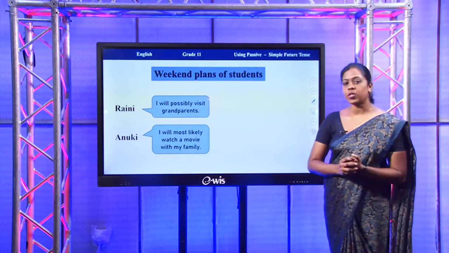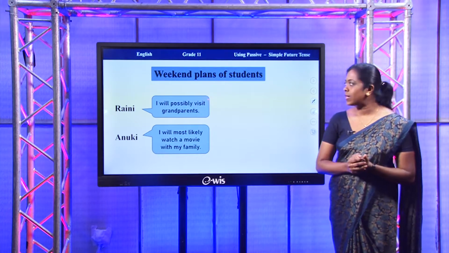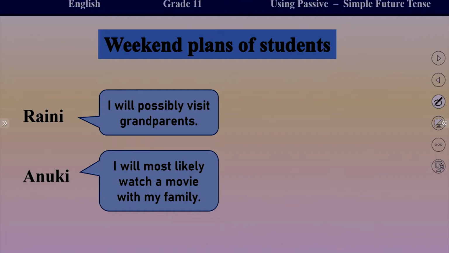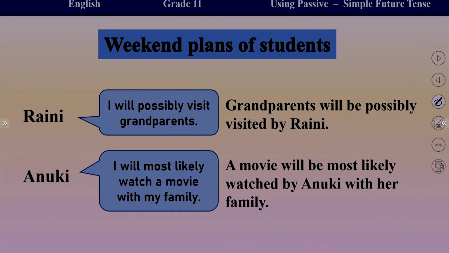Weekend plans of students. Now you heard what each of them told you and you are expected to write their plans, right? Raini says, "I will possibly visit grandparents." So how can we write her plan? Grandparents will be possibly visited by Raini. So we are talking about Raini's plan now. Anuki, she says, "I will most likely watch a movie with my family." And how can we say that? A movie will be most likely watched by Anuki with her family.